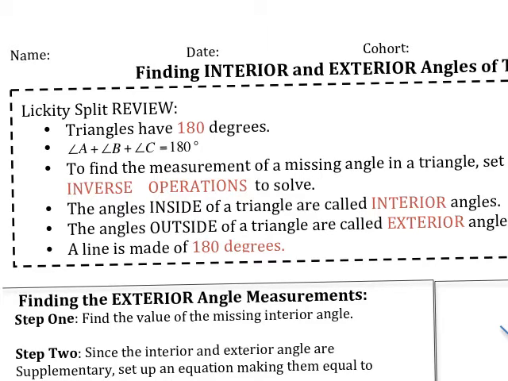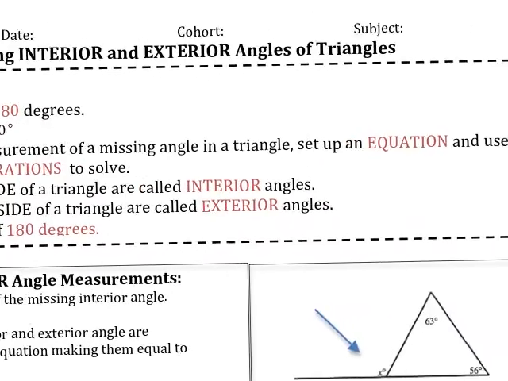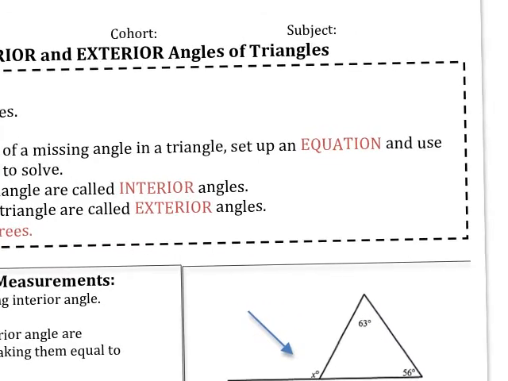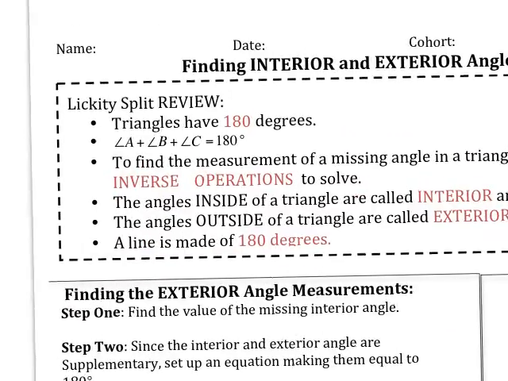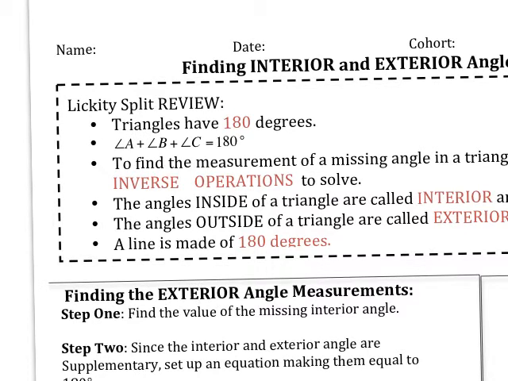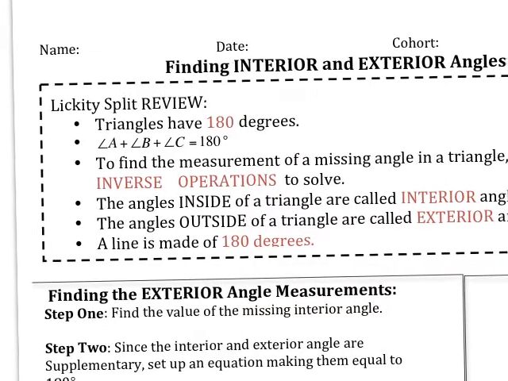All right, to find the measurement of a missing angle in a triangle, you have to set up an equation and use inverse operations to solve, which is what we always do, right? We always use inverse operations.